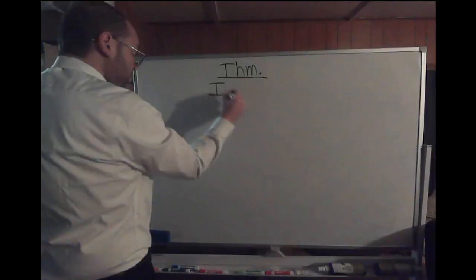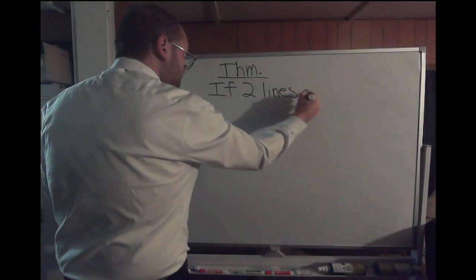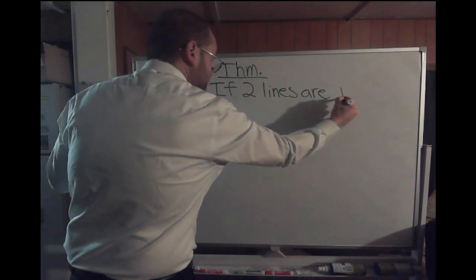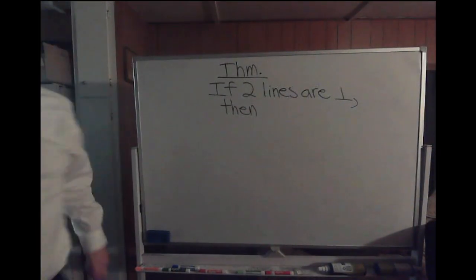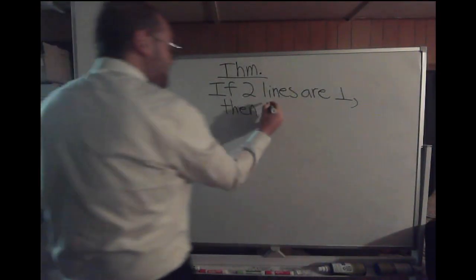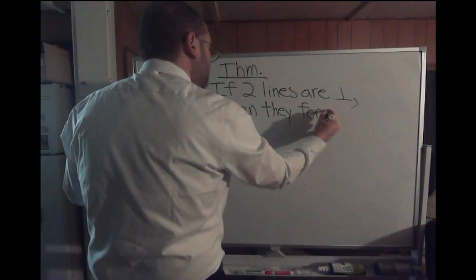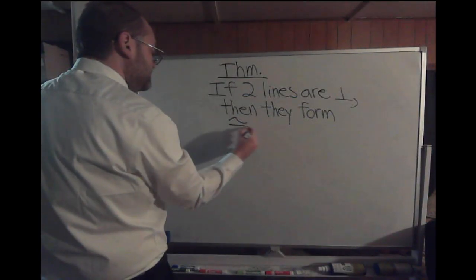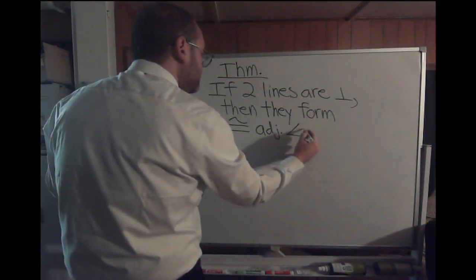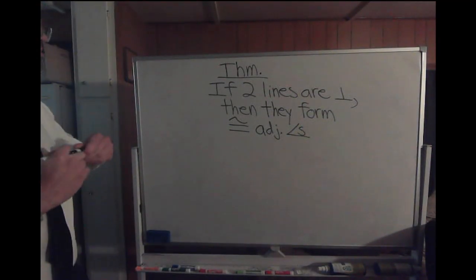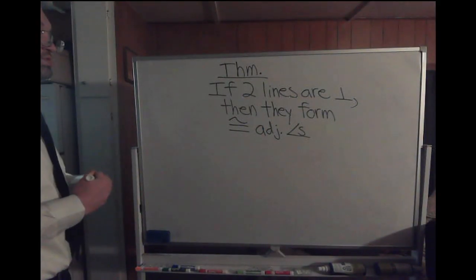if two lines are perpendicular, then they form congruent adjacent angles. So the theorem is, if two lines are perpendicular, then they form congruent adjacent angles.